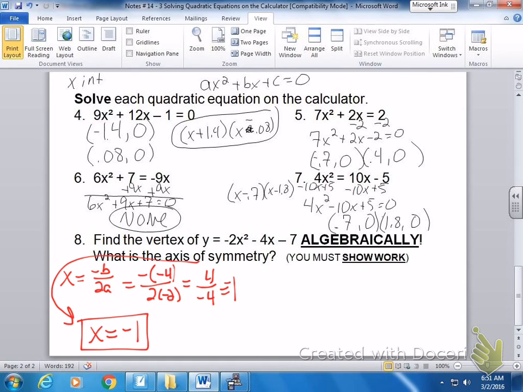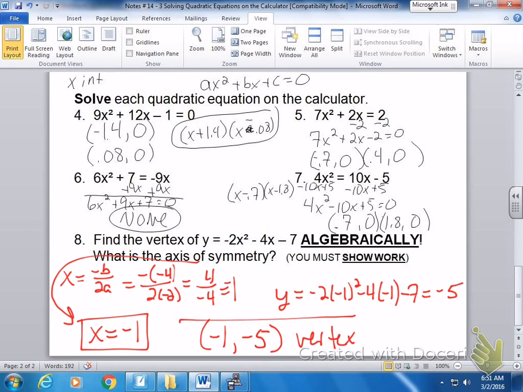Now to find the vertex, I use the axis of symmetry for the x value, and I plug it in to solve for y. So I have y equals negative 2 times negative 1 squared minus 4 times negative 1 minus 7. Now that's pretty much straight in your calculator. If you put it in exactly how it's written, you'll get the right answer, which should be negative 5. So my vertex is negative 1, negative 5.